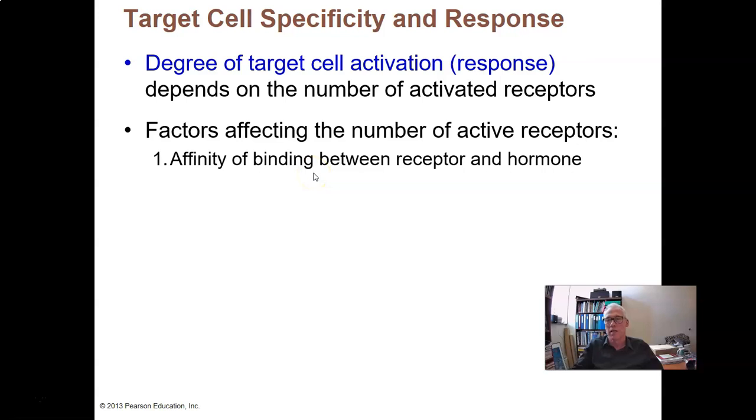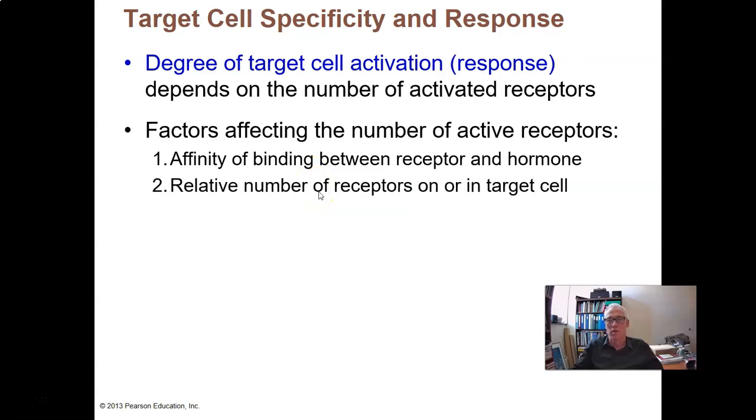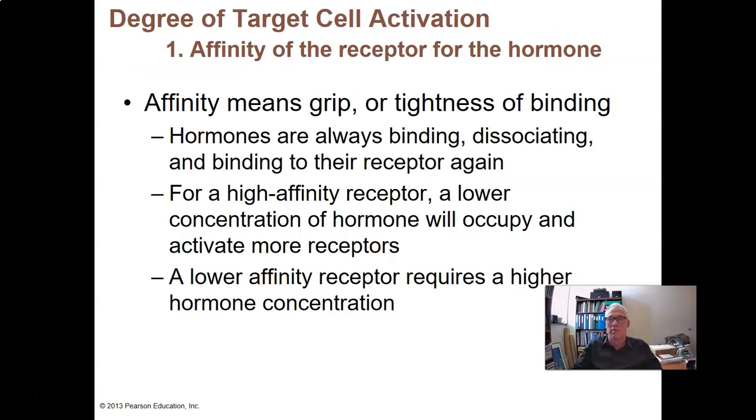The affinity, the tightness of binding of the hormone and the receptor. The relative number of receptors on a given target cell. If there's a lot more receptors, there's potential for a lot more bound receptors, activated receptors. And finally, the blood levels of the hormone. What's the concentration of hormone coming to those receptors?